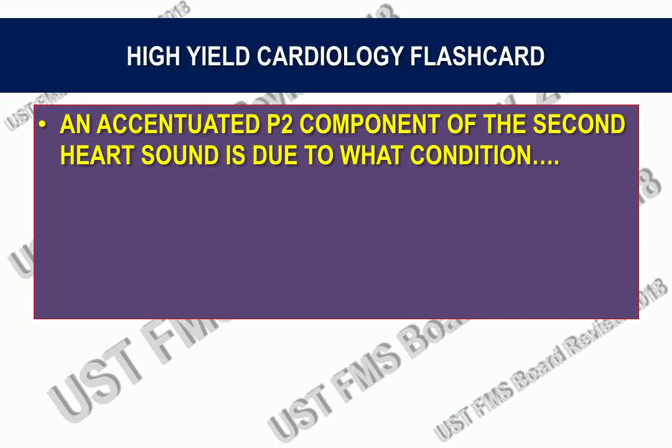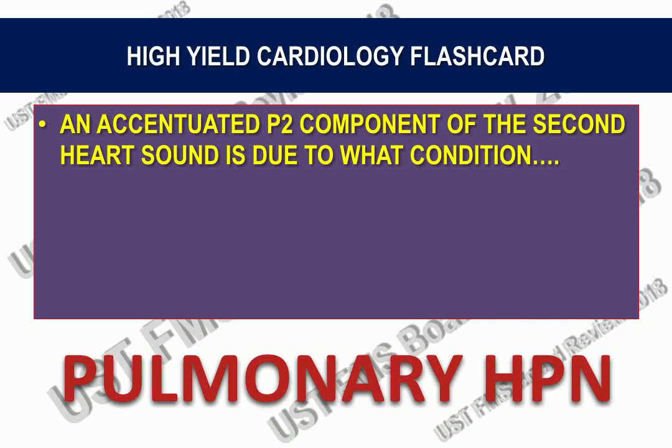Move over to another flashcard. An accentuated P2 component of the second heart sound is due to what condition? When you have an accentuated P2, it means this is the closure of the pulmonic valve component of the second heart sound. And normally, this is not louder than your aortic component. But if you have an accentuated P2, then this is due to pulmonary hypertension.